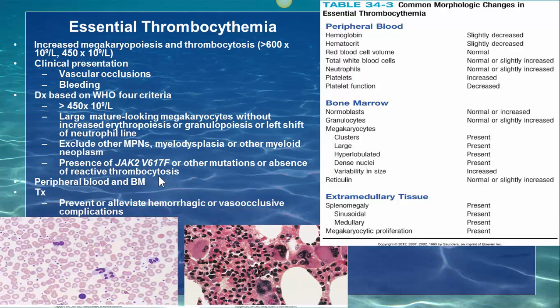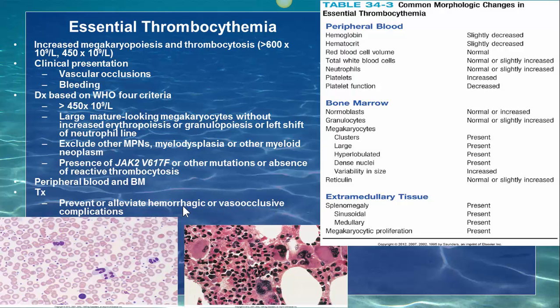Peripheral blood film shows an increased number of platelets, as shown in the image on the left. The platelets can be giant without granules or have pseudopods. Bone marrow shows marked megakaryocytic hypercellularity, many more megakaryocytes than normal. Treatment is focused on the two complications, bleeding and vaso-occlusive complications.